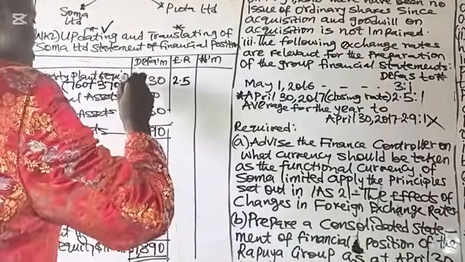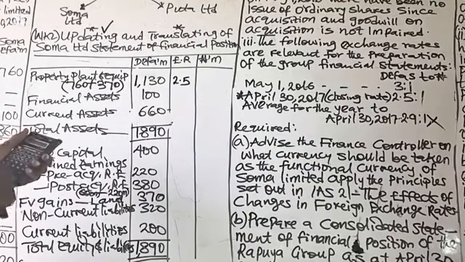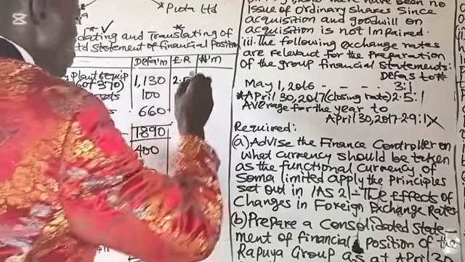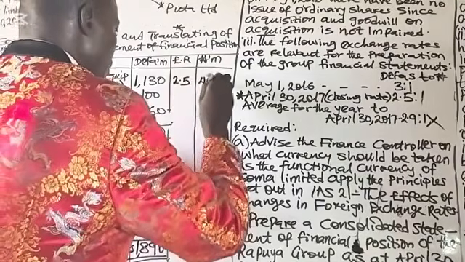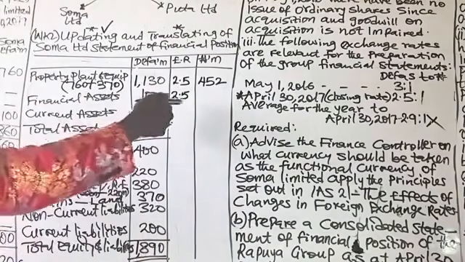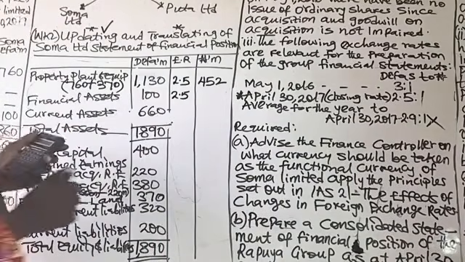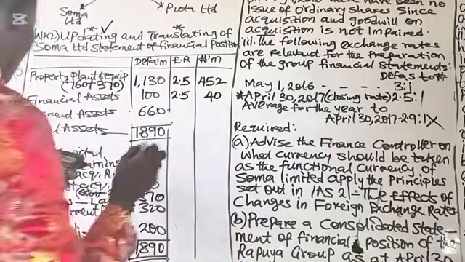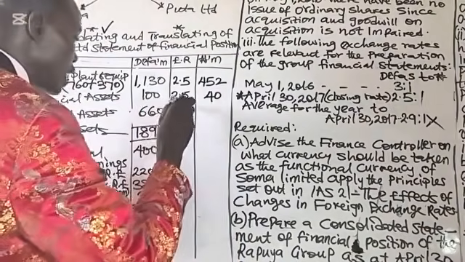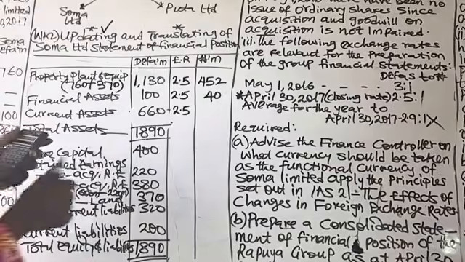So to translate 1,130 being the property, plant and equipment, 1,130 divided by 2.5 gives us 452. All assets and liabilities at the closing exchange rate. So financial assets, 100 divided by 2.5, that gives us 40. Current assets at the closing exchange rate. All assets and liabilities, we use closing exchange rate. 660 divided by 2.5 gives us 264.